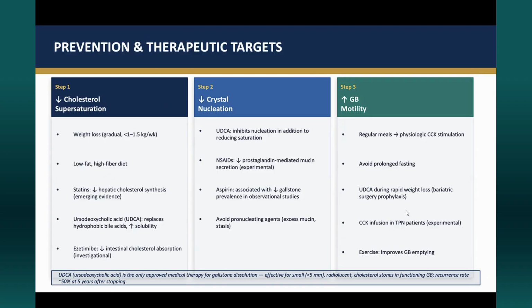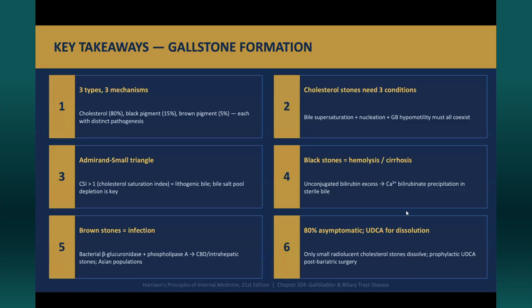So the key message in gallstones is three types: cholesterol, black stones, pigment stones. Most of these patients will have problems related to brown stones, which is related to infection. Cholesterol needs three conditions: bile saturation, nucleation, and GI motility. The black stones are from hemolysis, and lastly, 80% are asymptomatic, with UDCA for dissolution.